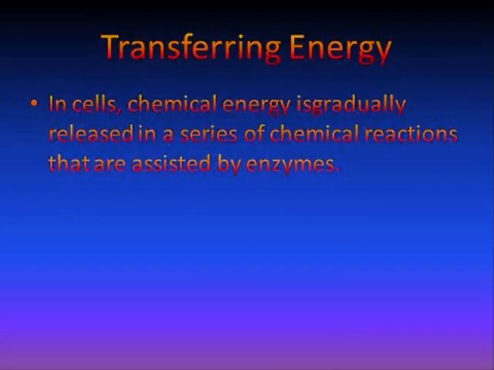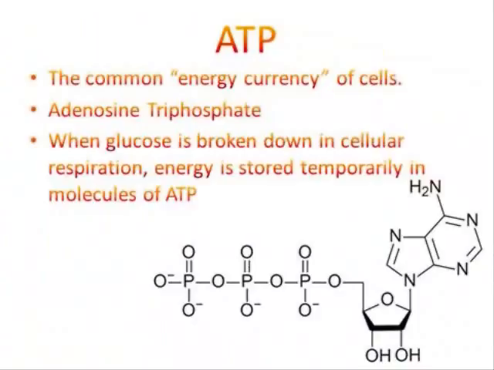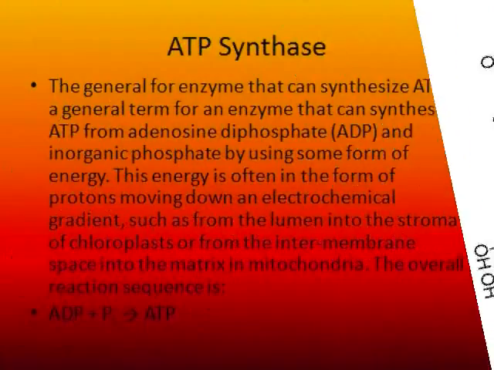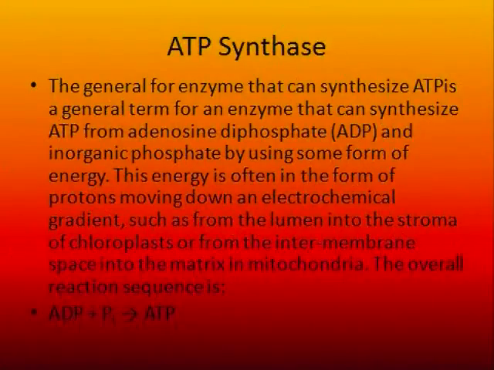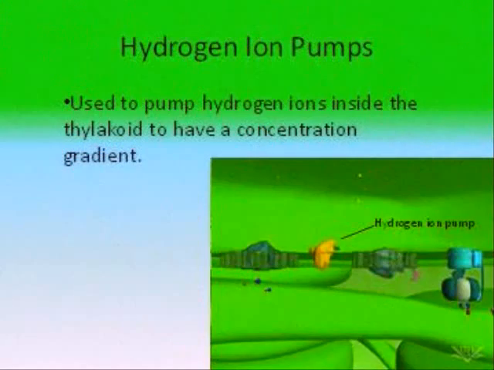Transferring energy. In cells, chemical energy is gradually released in a series of chemical reactions that are assisted by enzymes. ATP is the common energy currency of cells, short for adenosine triphosphate. ATP synthase. Hydrogen ion pumps are used to pump hydrogen ions inside the thylakoid to create a concentration gradient.